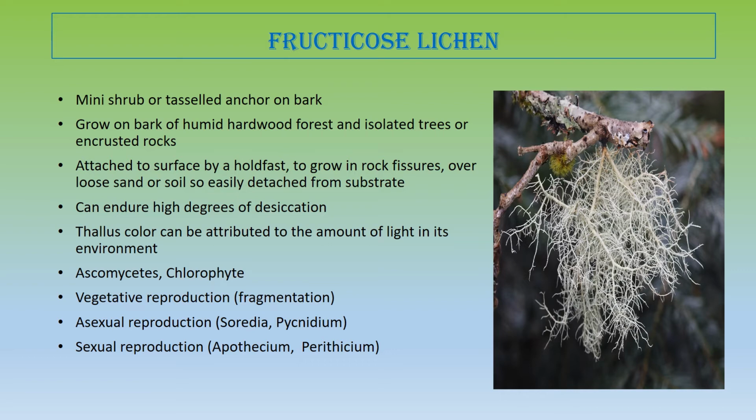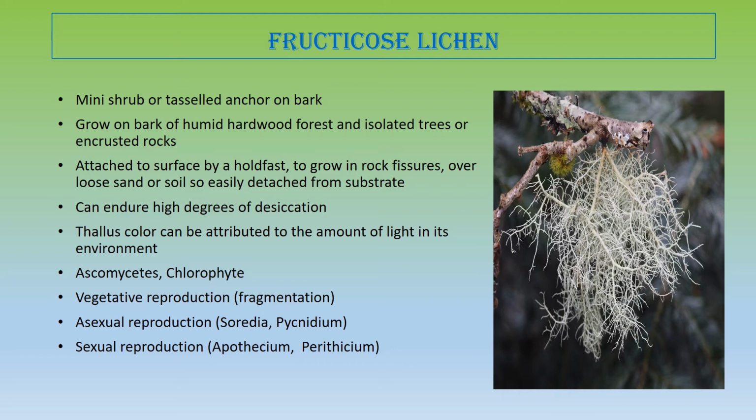Fruticose lichen. Fruticose lichen looks like a mini shrub or a tasseled pendulous form. So structurally, it is either upright or pendulous. This fruticose lichen is highly branched, or it can also be unbranched, but it is either flattened or round, and structurally it is totally different from crustose and foliose lichen. The whole structure is attached to the substratum by a holdfast.